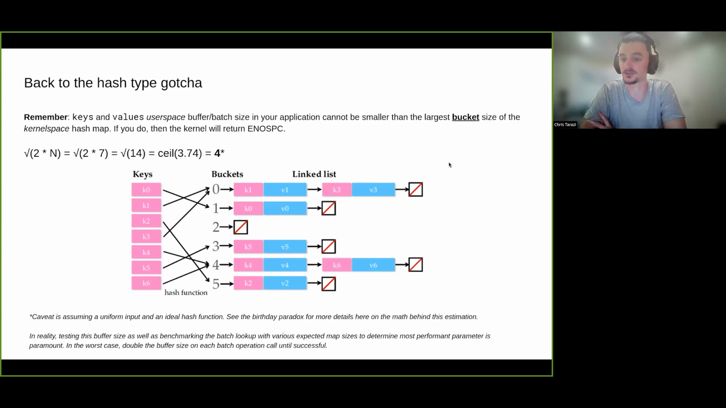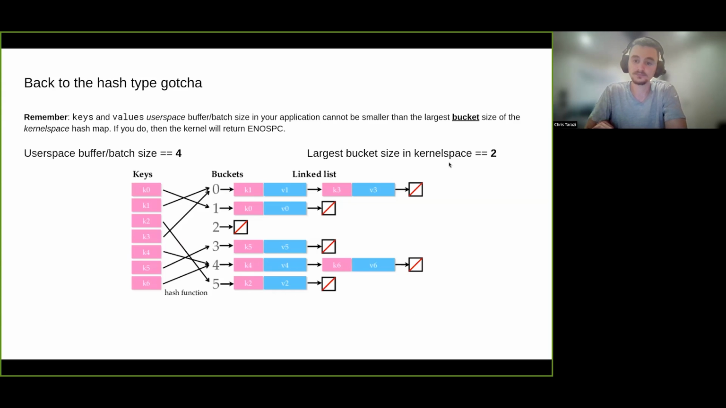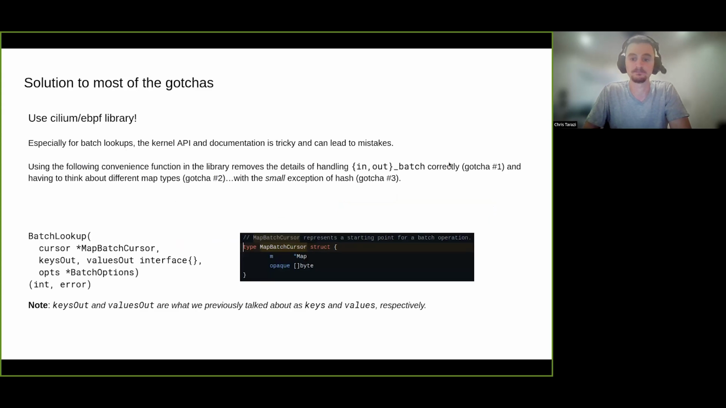Well, it's basically impossible, but we can do an estimation where we have the square root of 2 times n, where n is the map capacity. And the map capacity here in this diagram is 7, so we have the square root of 14, which is 4, after taking the ceiling, just to be safe. In the diagram, we see that the largest bucket size is 2, so we're good. We have a user space buffer size of 4, and the largest bucket size in kernel space is 2, so we're good in this case.